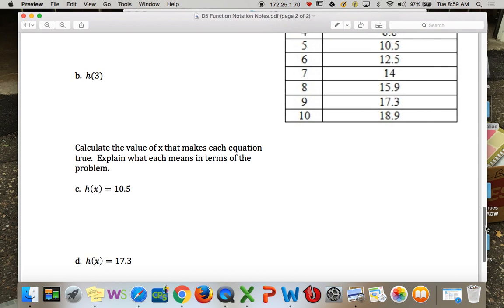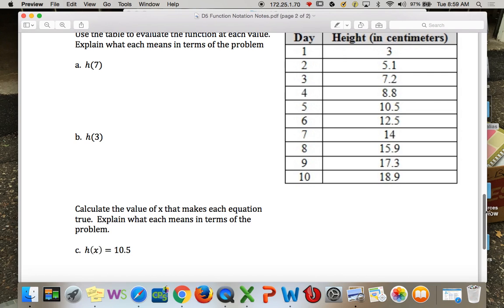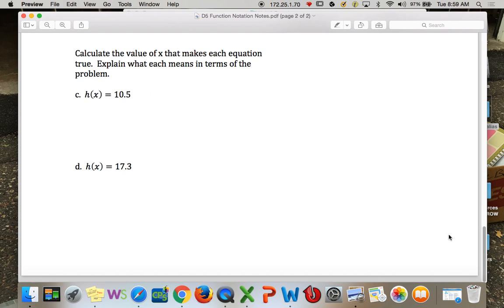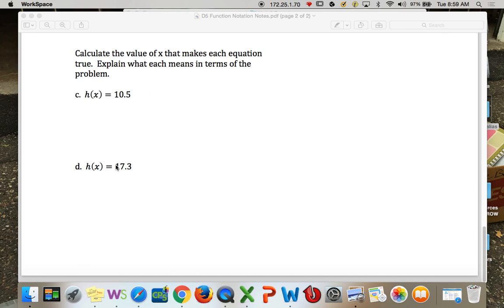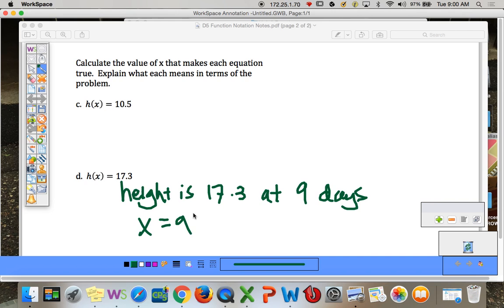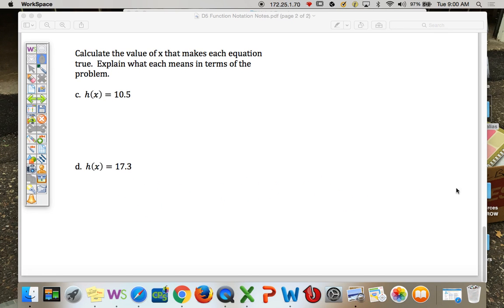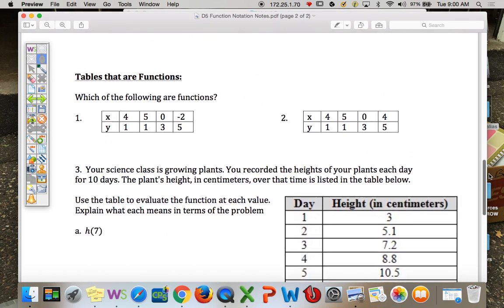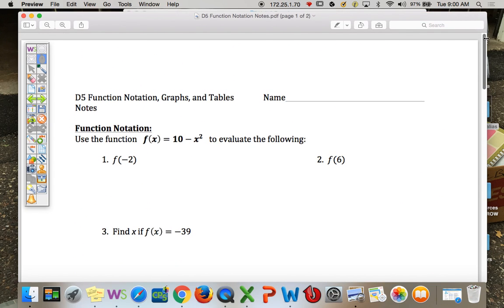And this is saying when the output's 17.3, how many days have gone by? So 17.3, 9 days. So again, if you write this up, at 9 days, the height's 17.3. So height is 17.3 after 9, or we can say at 9 days. So here x equals 9. So today you're going to take a look. We'll do function notation review, but we'll also look at functions in tables and graphs and be able to interpret them.